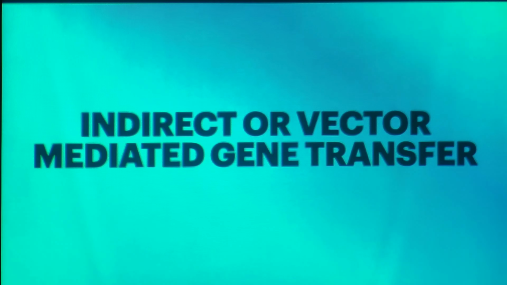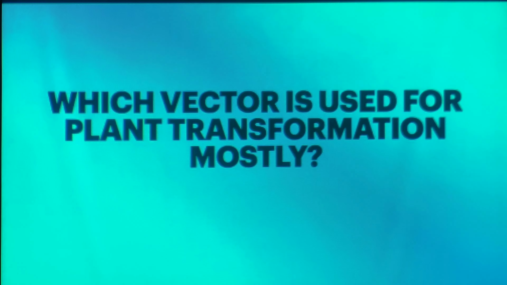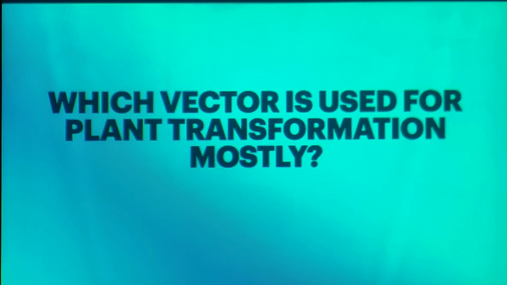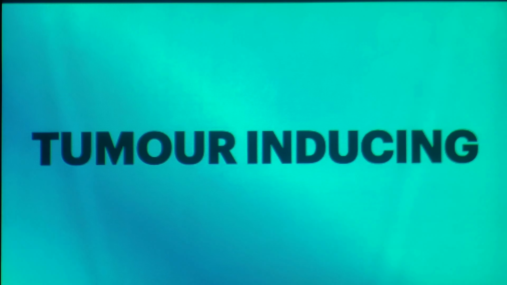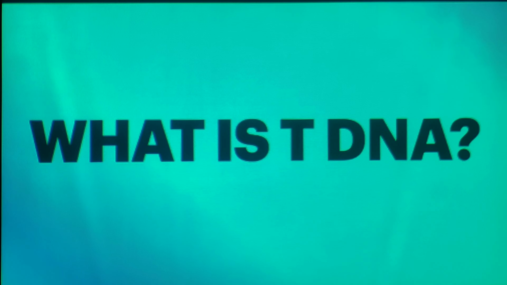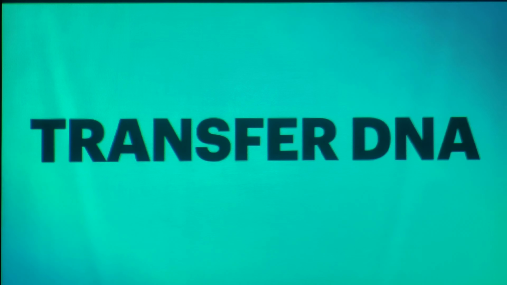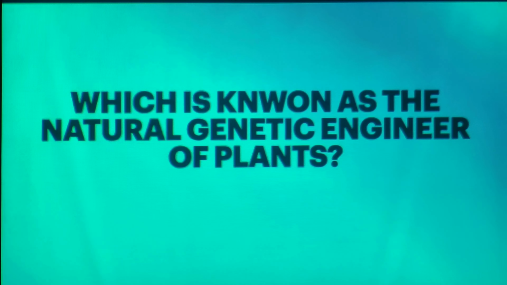Indirect or vector mediated gene transfer. Which vector is used for plant transformation mostly? Ti plasmid from Agrobacterium tumefaciens. Abbreviate Ti. Tumor inducing. What is T-DNA? Transfer DNA, which is known as the natural genetic engineer of plants.